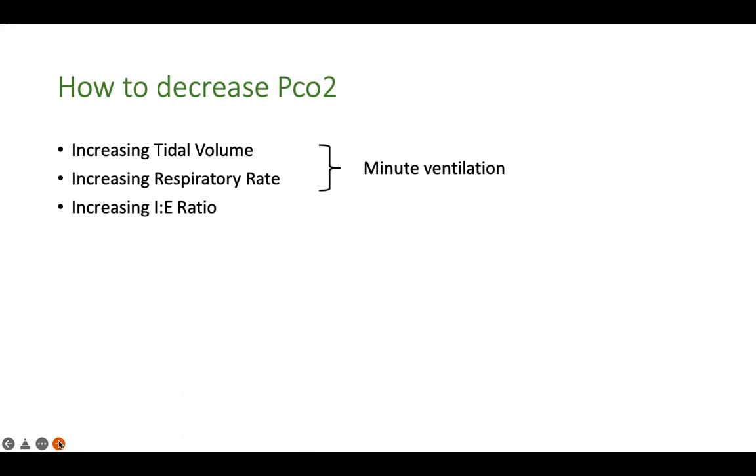So if someone asks you, tell us the one reason or one mechanism by which you're going to bring down the PCO2, your answer should be, I would try to bring it down by increasing the minute ventilation. Naturally, minute ventilation is the product of tidal volume into respiratory rate. But how do you decide which one to choose? Or why is it that sometimes when we do all three of them or any one of them, you don't get the result that you really want?